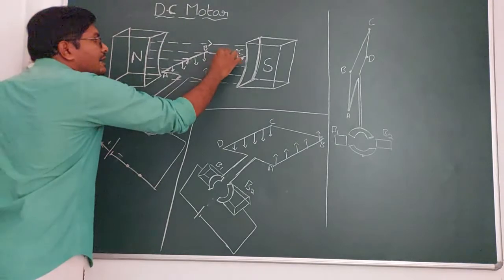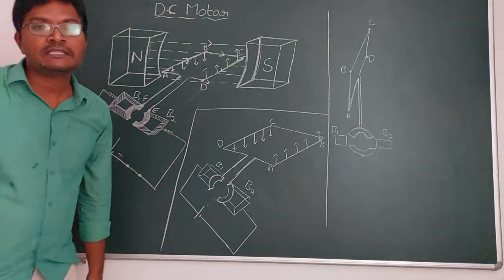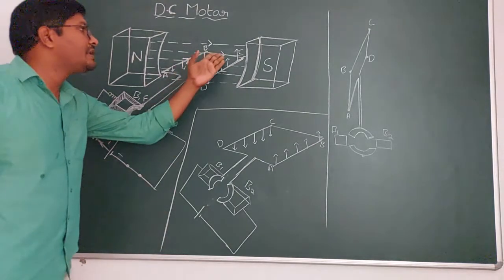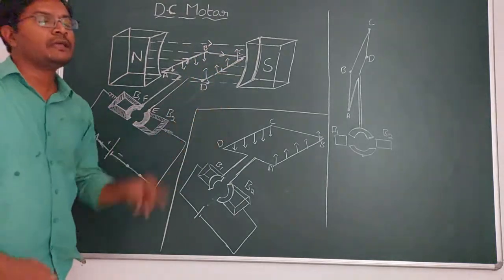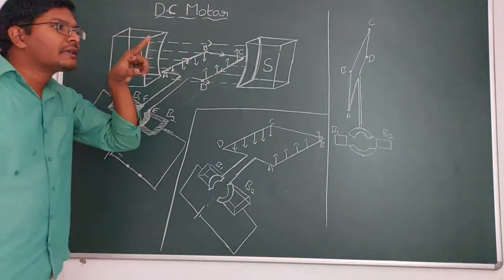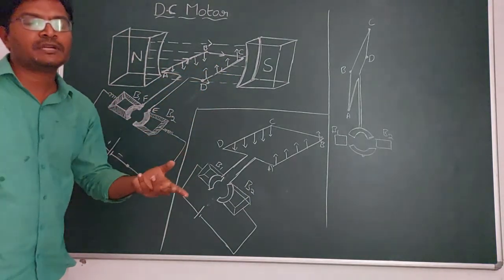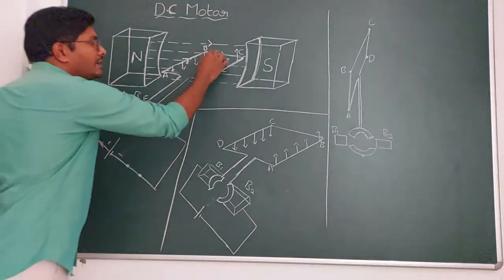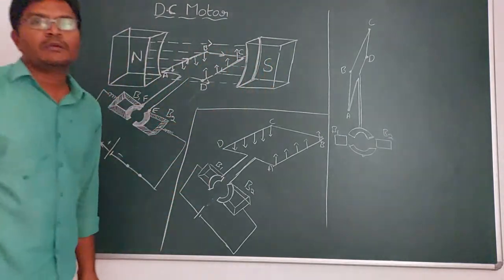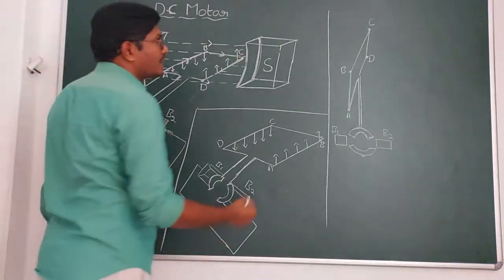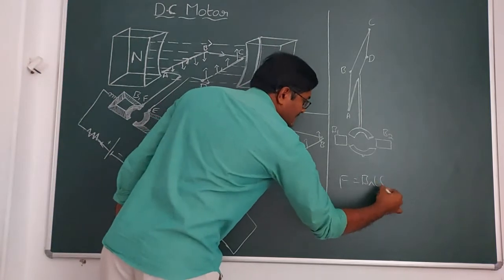And there is a current flowing in this arm BC, but the force experienced by BC is zero. Why? Because the angle between the current carrying conductor and the magnetic field is 0 degrees. They are parallel, both in the same direction, so the force according to the formula F = BIL sin theta.